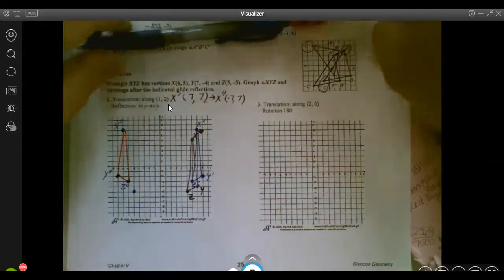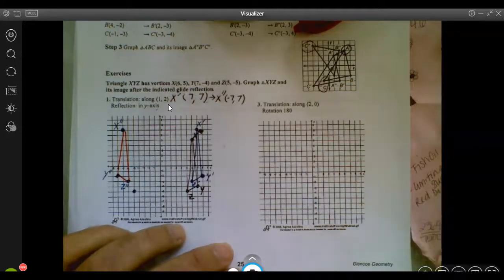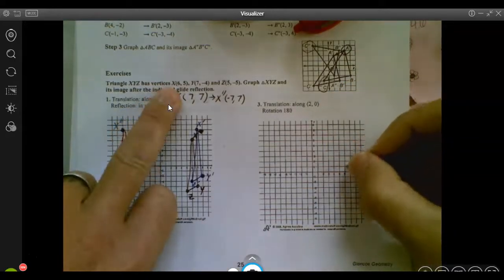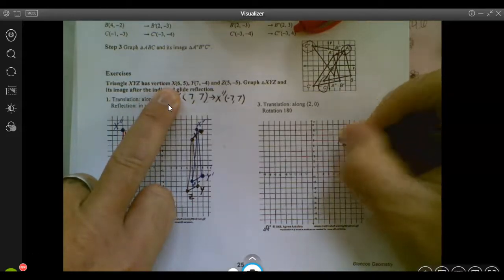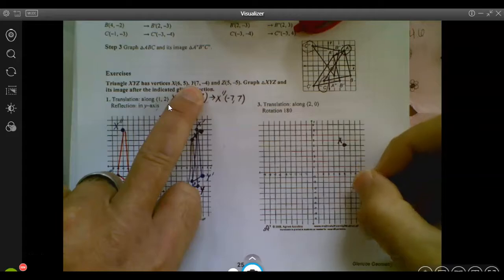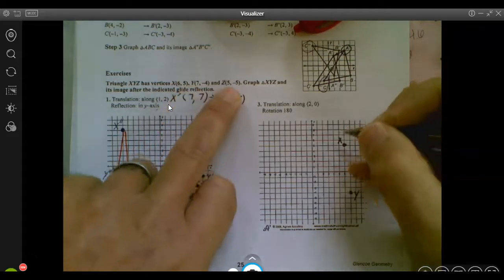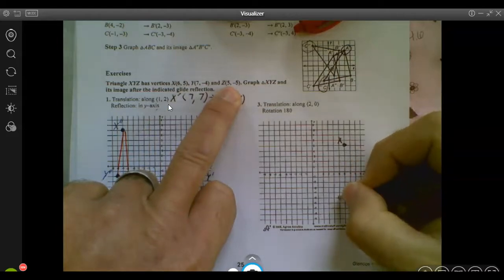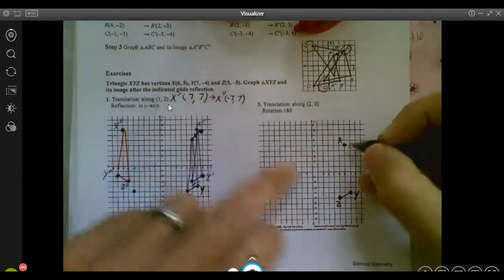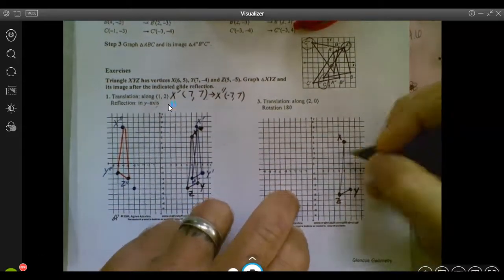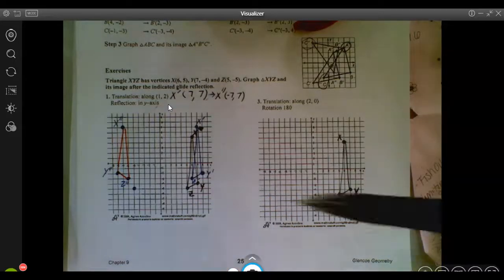Let's try one with a rotation involved. So in this one, we're going to start with the same set of points. So I'm going to start with, again, my x at 6, 5. So I'm going to start with my x right here. I'm going to start with my y at 7, negative 4. And my z at 5, negative 5. All right, so here's the original triangle, looking like this.